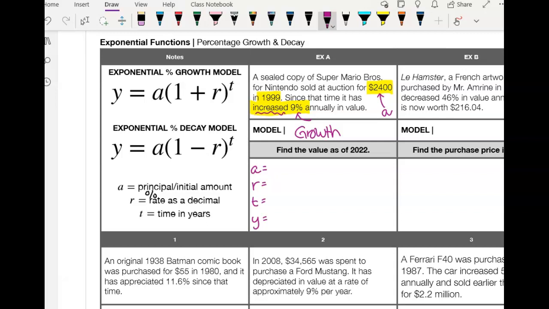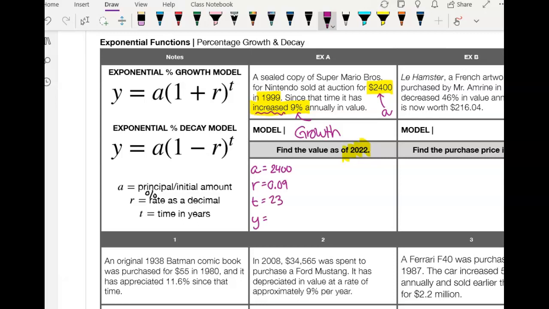All right, so my A value is 2,400. My rate, okay, is 0.09. So again, I'm going to just leave it as the decimal for right now. I'll go back in and plug it into the formula right there. Okay, now my time, if I'm just writing a regular model, I would just use T, but I'm being asked to find at a specific time. So from 1999 to 2022 is what I'm looking for. Okay, all right, so this is 23 years.